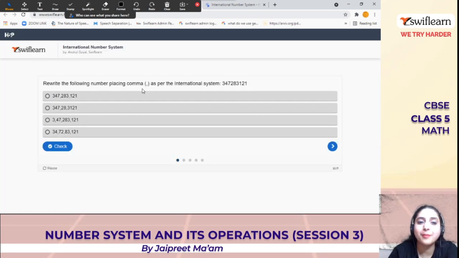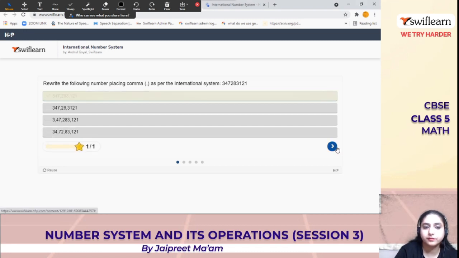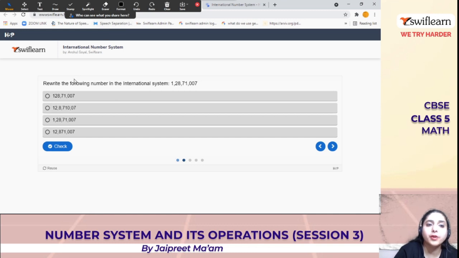Okay, rewrite the following number placing commas as per the international number system. Do you remember in the international number system we put commas after every 3 digits? So every 3 digits, this is the first option, and here are commas after every 3 digits. The second will not be the option, third will not be the option, and fourth will not be the option. Yes, let's check the first option. Yeah, it's correct. So this is the number. Rewrite the following number in the international number system. So it's given in the Indian number system because the comma is after every 2 digits. So we have to check for the 3 digits. Okay, so I can't find, it's in between, it's not 3, but in the last it's not 3. Yeah, so the last one is the option.